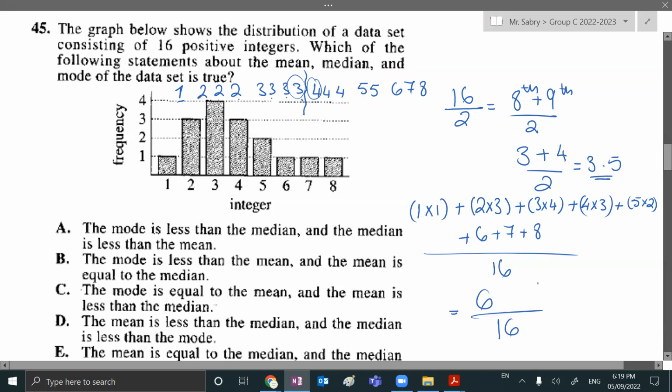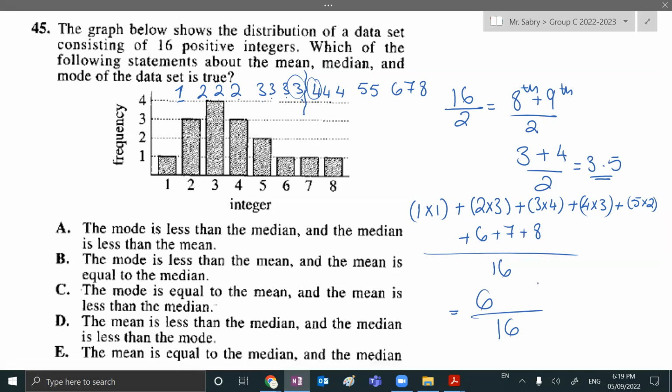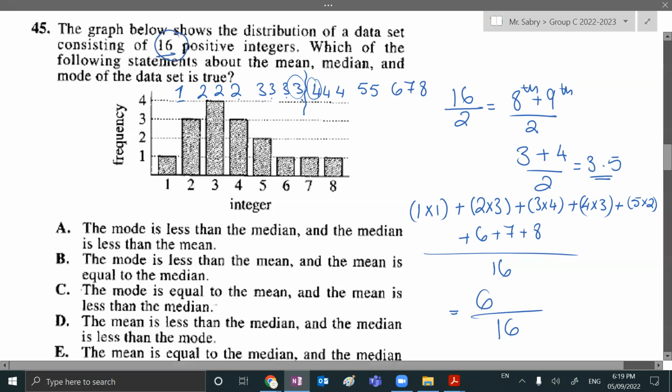I'll try my best to do it. Is it 16 or 10? No, because there are 16 positive integers. If you actually add up the frequencies, they're 1 plus 3 plus 4, which is 8, plus 3, so 11, plus 2, 13, plus 3, 16.